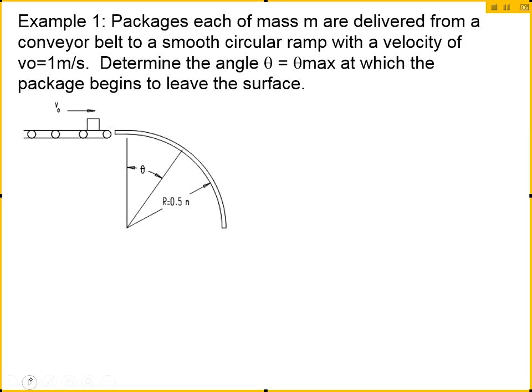Packages each of mass m are delivered from a conveyor belt to a smooth circular ramp with a velocity of v0, 1 meter per second. So these packages are delivered onto this ramp with an initial velocity v0 horizontally, and then we're asked to find the angle theta max at which the package begins to leave the surface. So initially, it's going to get deposited here with an initial velocity rightward of v0, right?